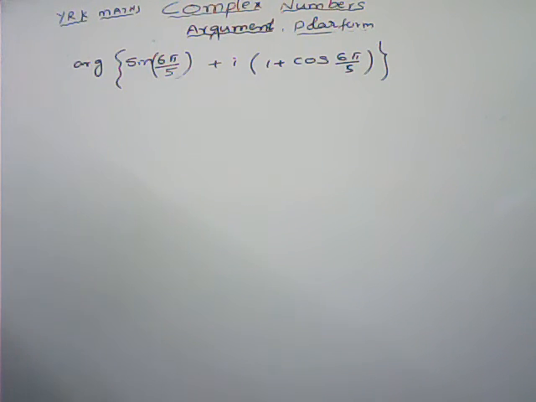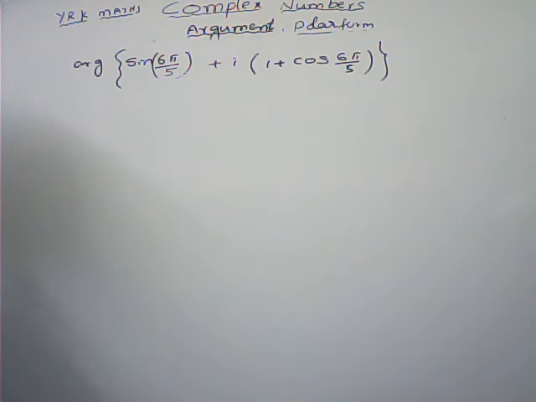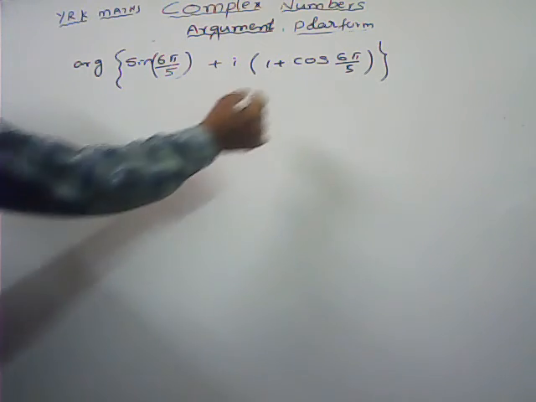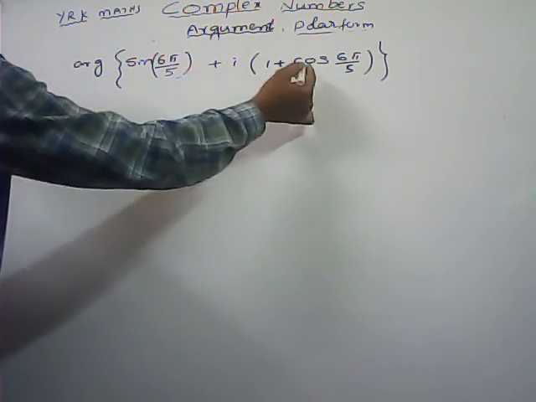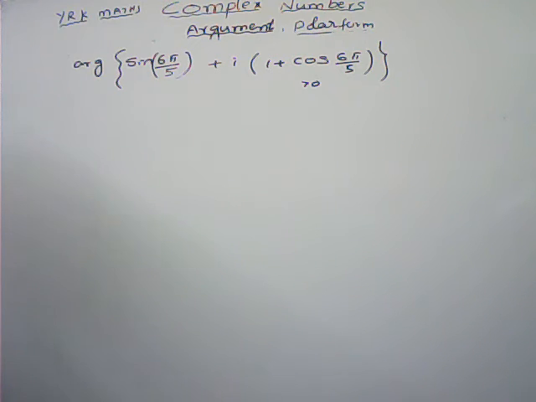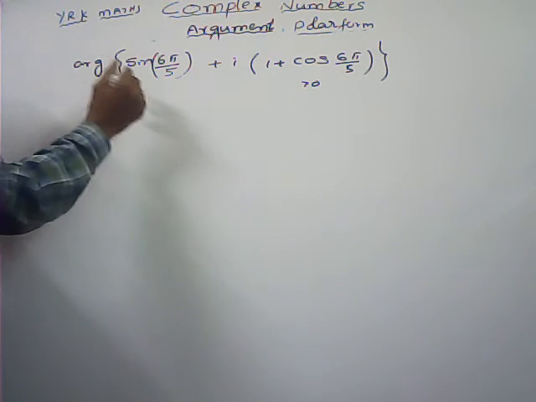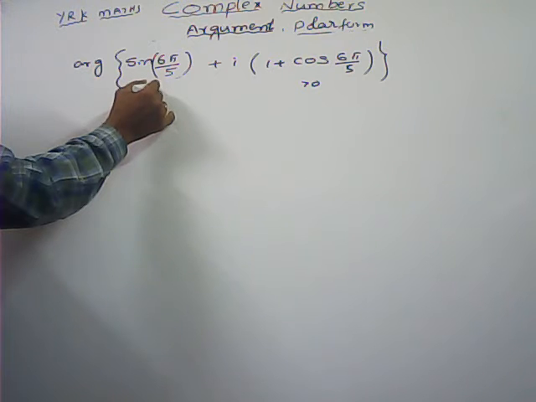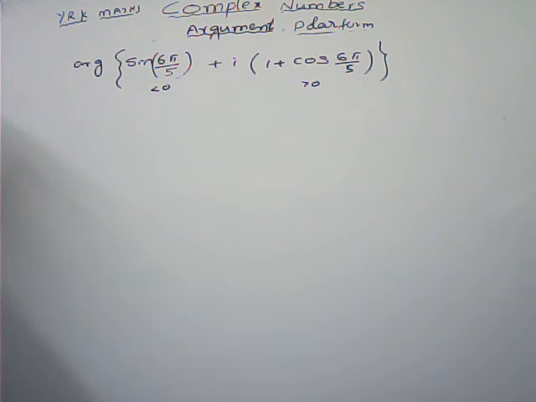Next, argument of sin 6 pi by 5 plus i bracket 1 plus cos 6 pi by 5. Here the maximum and minimum value of cos theta is minus 1 to 1. Here 1 comma minus 1, there is no chance, it is in between minus 1 to 1. So this is always positive. 6 pi by 5, that is pi plus pi by 5, more than 180. More than 180 means the third quadrant. In the third quadrant sine is negative. So here minus.